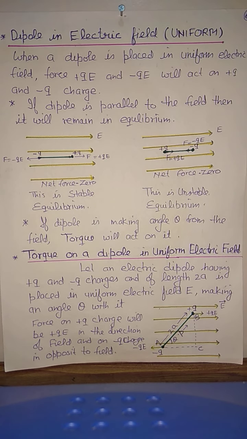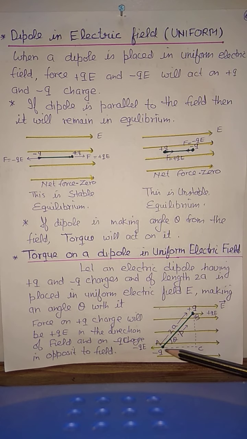Now the question arises that if we keep the dipole in the field making some angle with the field as shown here in this figure, what will happen? From the figure it is clear that on plus q charge force will act in this direction, and on minus q it will act in opposite direction of the field. So now the topic we are going to discuss here is torque on a dipole in uniform electric field.